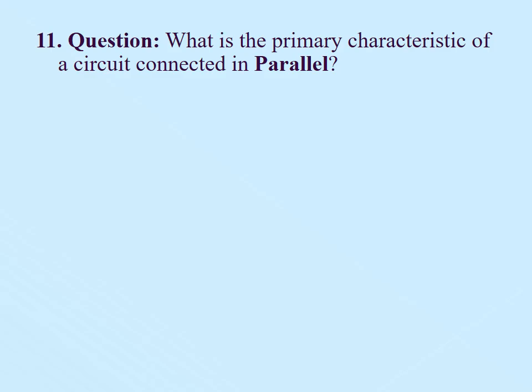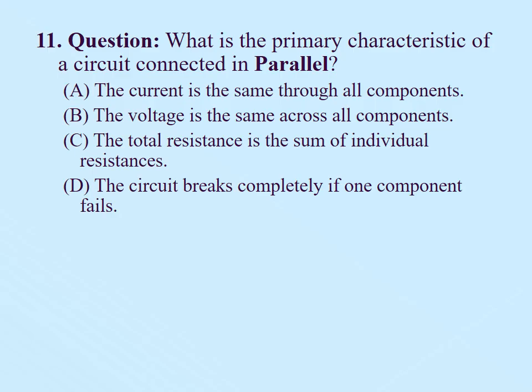Question number 11. What is the primary characteristic of a circuit connected in parallel? Option A. The current is the same through all components. Option B. The voltage is the same across all components. Option C. The total resistance is the sum of individual resistances. And option D. The circuit breaks completely if one component fails.